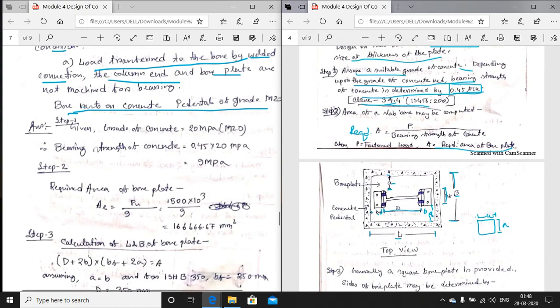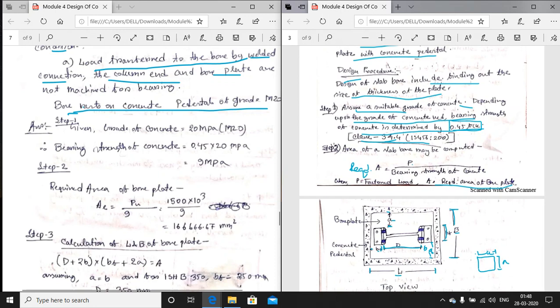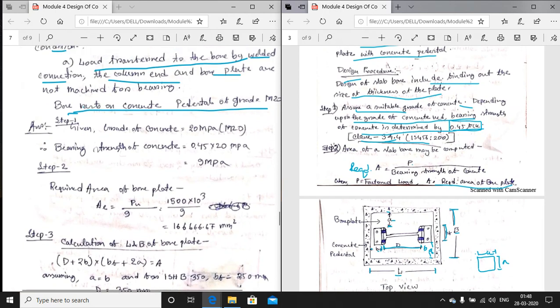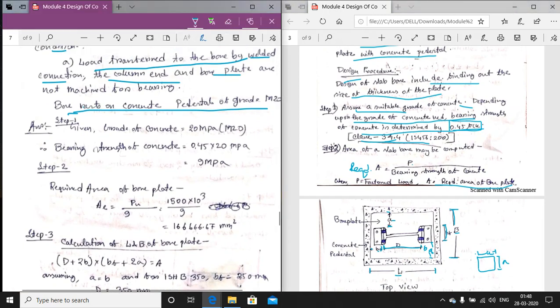So now we are seeing there is the procedure and here is the design. First, step 1. What is step 1? Assume a suitable grade of concrete depending upon the grade bearing strength. So what is the grade specified here? M20 is the grade specified here. So the bearing strength will be 0.45 into 20, that is 9 MPa, the bearing strength of the concrete.